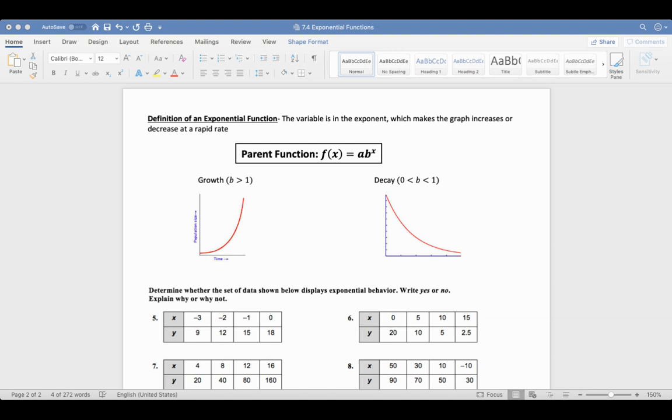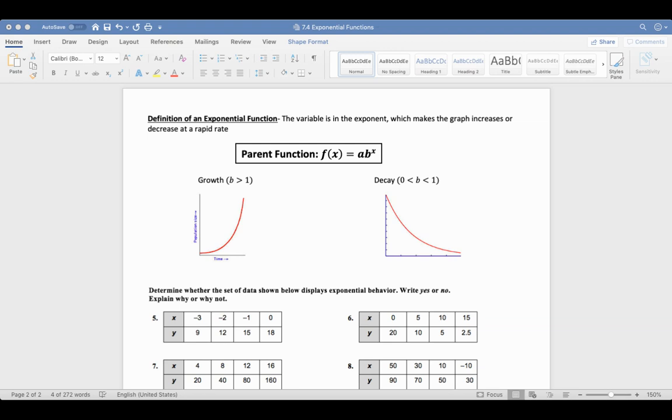Well, because I'm adding 3 each time down the y column. I'm adding 3. That's my rate of change. So that means it's linear. Okay? Let's look over at example number 6.